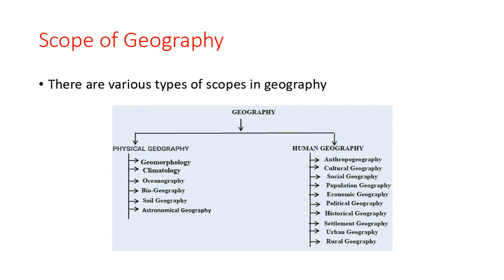Right? Physical geography has subfields. It has scope in geomorphology. In geomorphology, we study the structure of the earth. What is the structure of the earth? It may be a plain area or a mountainous area, etc. The next scope is climatology. In climatology, we study the climate, climate changes, and the effect of climate on the biosphere.